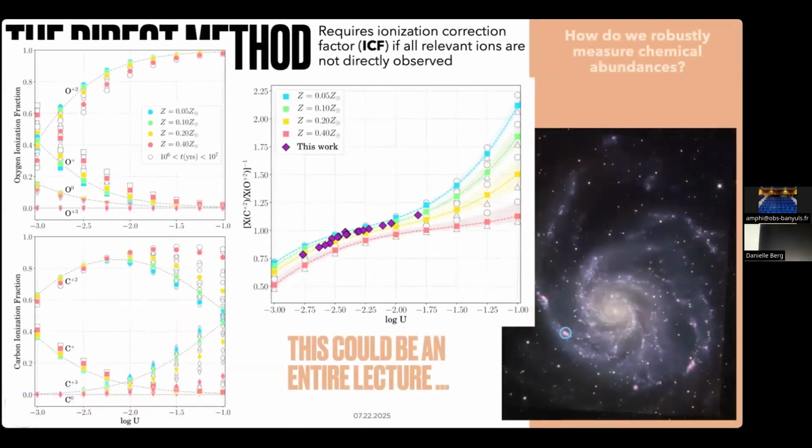I'm not going to say a lot about this, but the other thing that I hope is obvious is that if you don't measure all the ions for a given element, you're missing some, right? So you have to do what we call an ionization correction factor. This is just an example for carbon and oxygen. We have an oxygen ionization fraction and a carbon ionization fraction. These are from photoionization models as a function of ionization parameter.